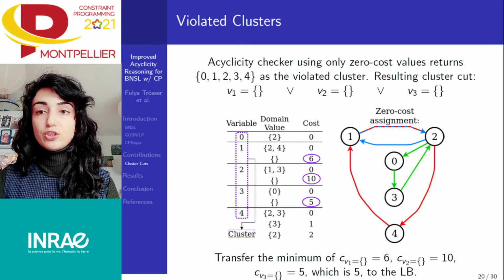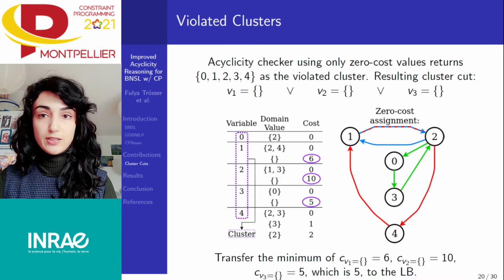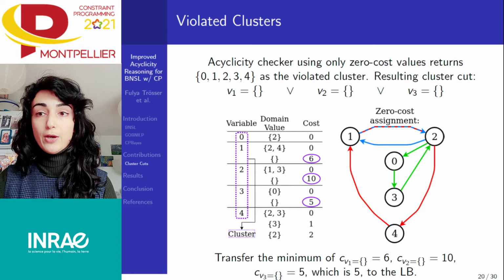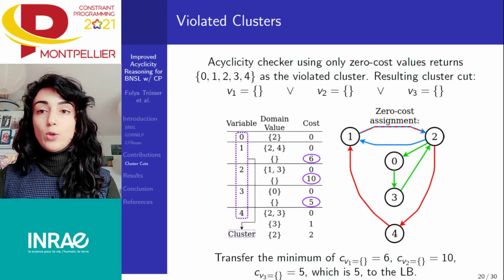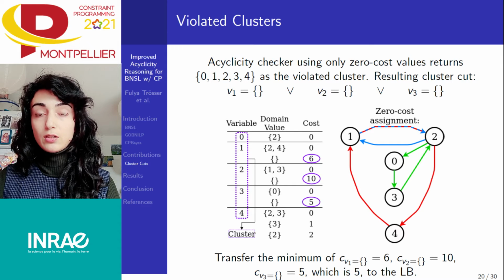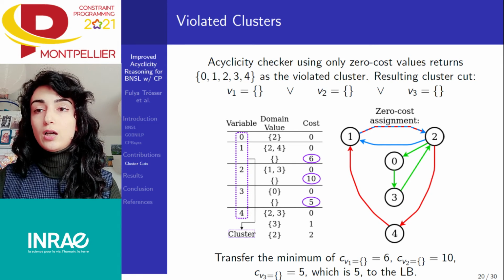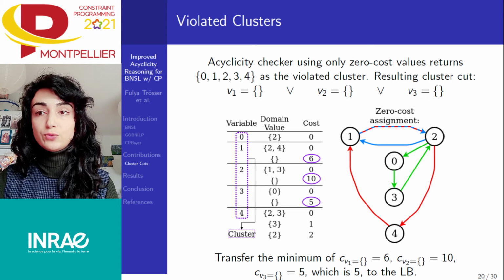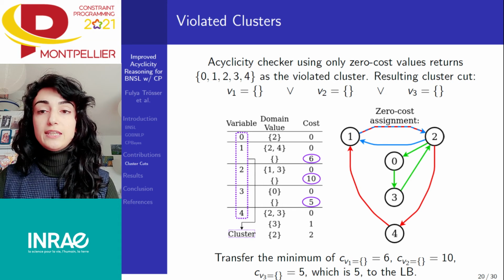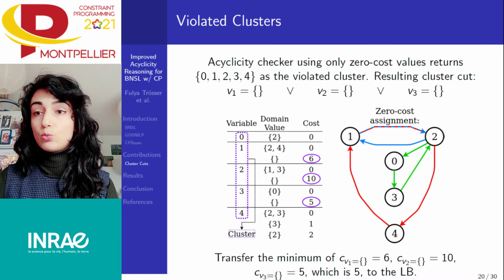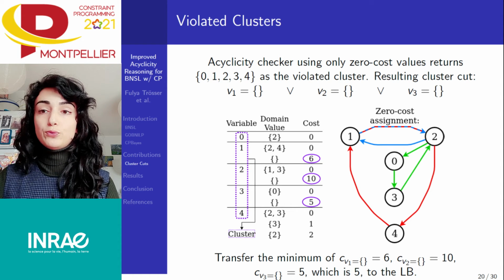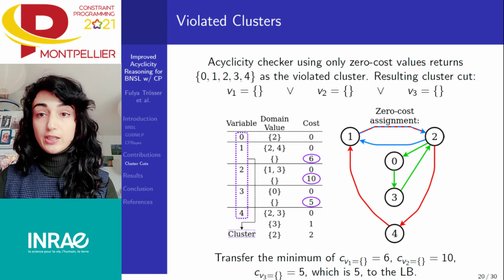We do this on a special type of clusters called violated clusters to make sure that the lower bound will increase. When we are given a violated cluster, we must force at least one variable to take a parent set whose intersection with the cluster is empty. Here variable 0 has one value in its domain anyway, but variable 1 could have the empty set as its parent. Variables 2 and 3 as well. For variable 4, there is no parent set that is outside the cluster.